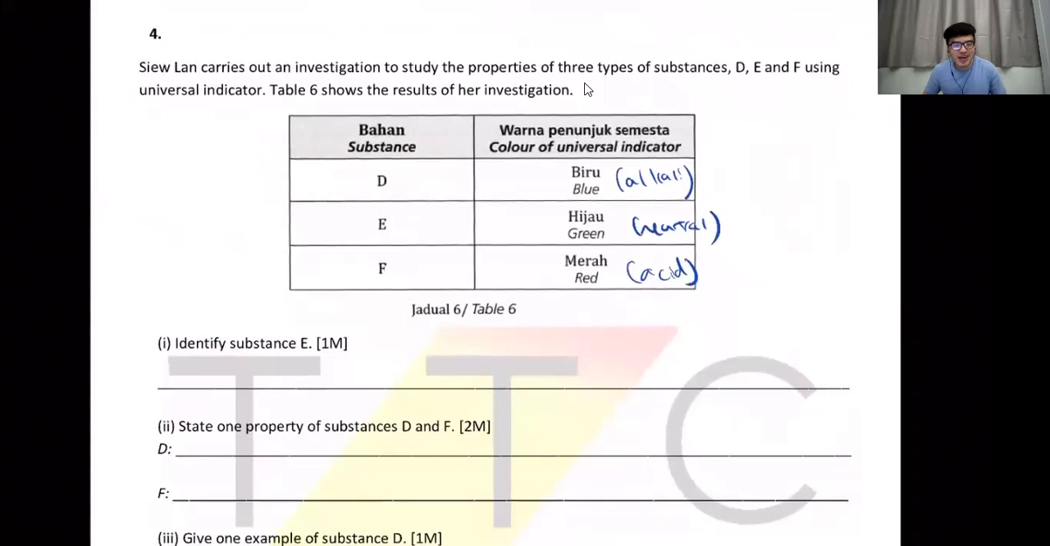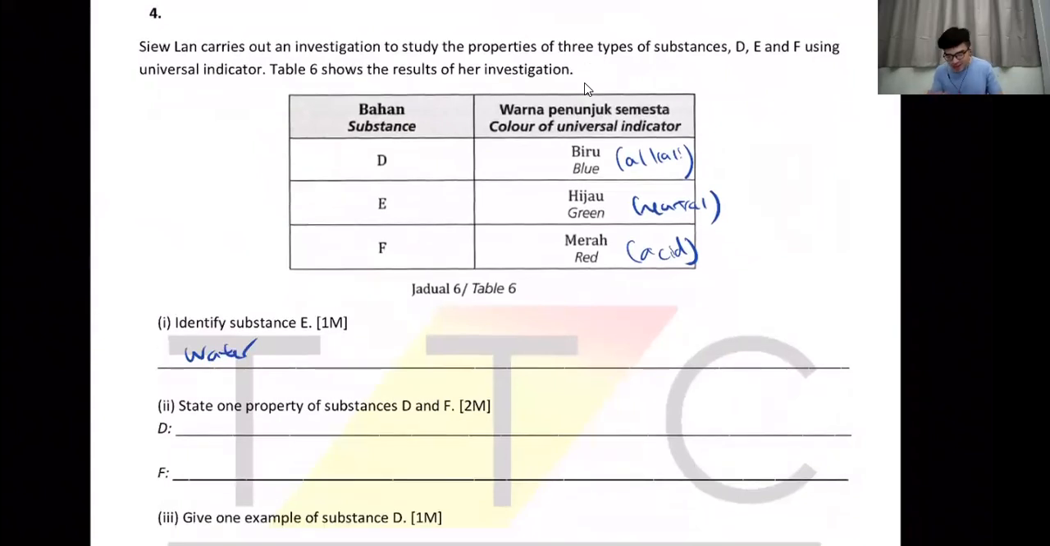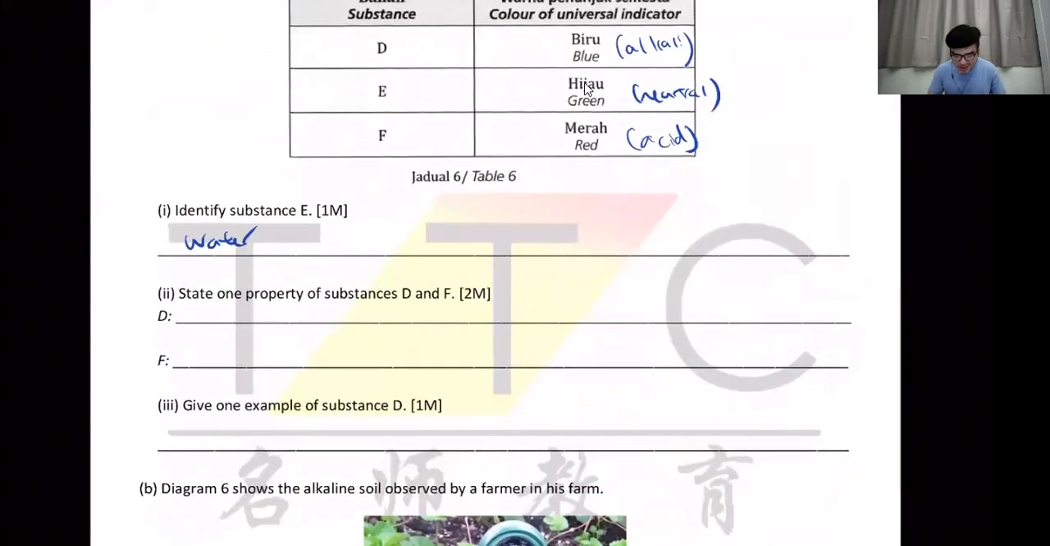Okay, anyway, so identify substance E. Anything that is neutral, water lor. You want to say salt water also can, whatever, as long as the answer makes sense. So number 2, state 1 property of D and F. They don't want what it is, they want the property. So D is alkaline, right? So it's going to taste bitter, merasa pahit.